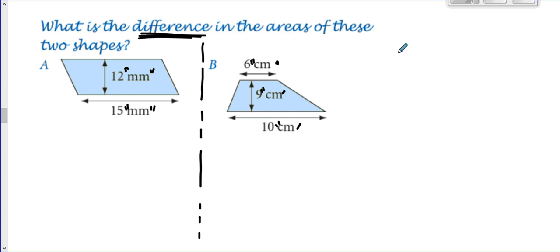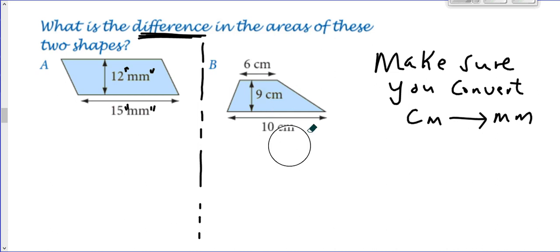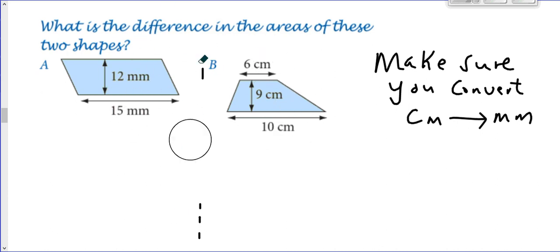In other words, make sure you convert centimeters into millimeters. So before finding the difference in areas, you need to have the same metric units. In this case, I prefer changing centimeters into millimeters, but you can do it the other way around. So now how do we do that? Let me change centimeters into millimeters.